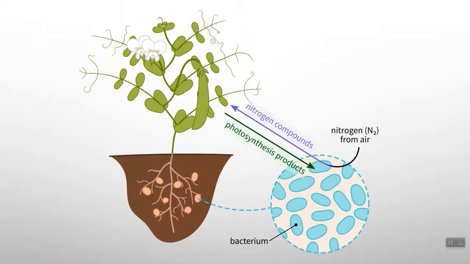As you see here, both of them get benefit from each other. Number one, nodular bacteria provide nitrogen compounds to the beans plant, and the beans plant provides sugar or food to the nodular bacteria. And this relationship is called mutualism. What is the mutualism? Both of them get benefit. It is the relationship between two living organisms in which both of them get benefit.